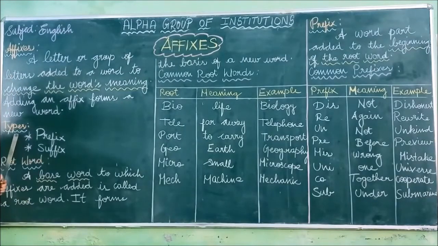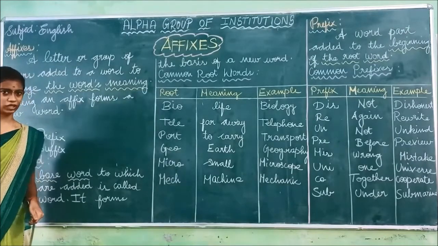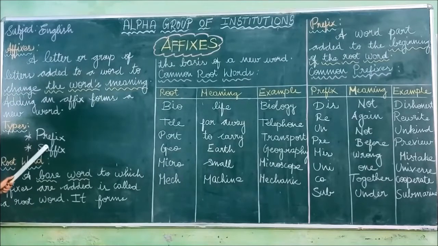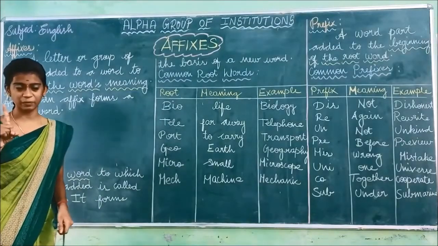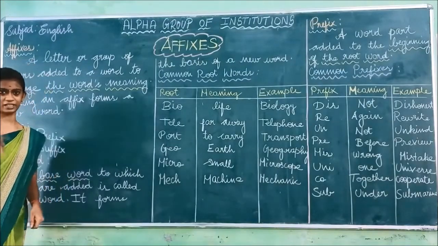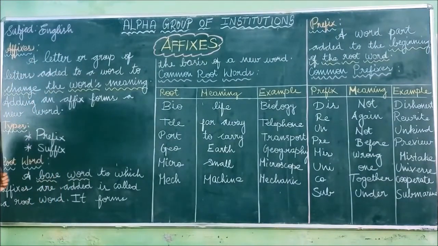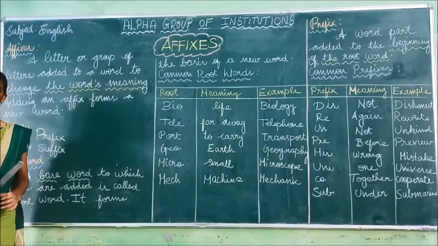Look here, I have written the types. What are those types? Affixes have two types. The first type is prefix and the second one is suffix. Prefix, you have to pronounce it as prefix. And the second one is suffix. So affixes have two types: the first is prefix and the second is suffix. Have you understood? After this, we are going to see what is meant by root word.